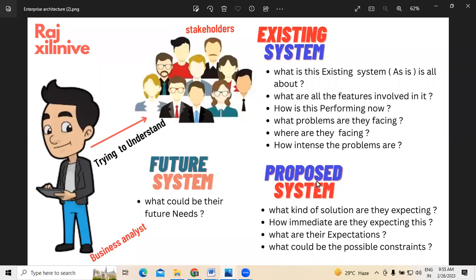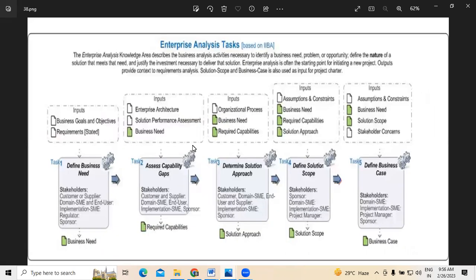So what you require is to understand the future system, the projection about the future, how it will happen. That sort of understanding is also essentially required for you being a BA. So existing system you should know, proposed system, future system. This is what generally the study we do here. This is where it comes in if you want to define the business need, and if you want to understand the business goals and objectives behind this, that is what you have to do.